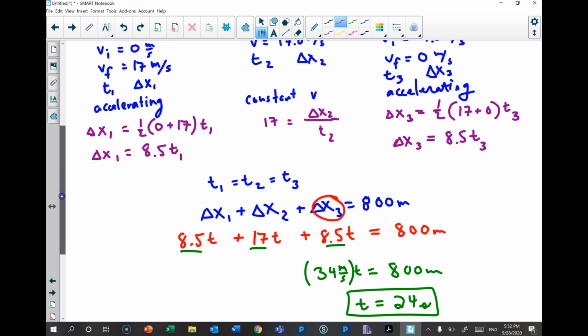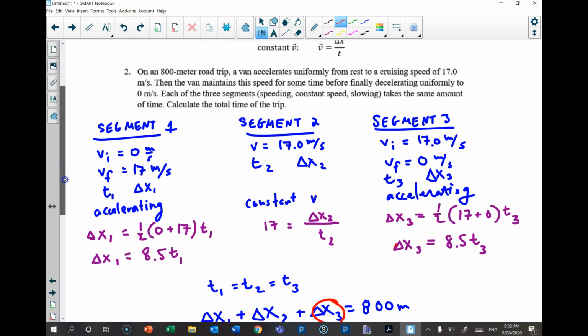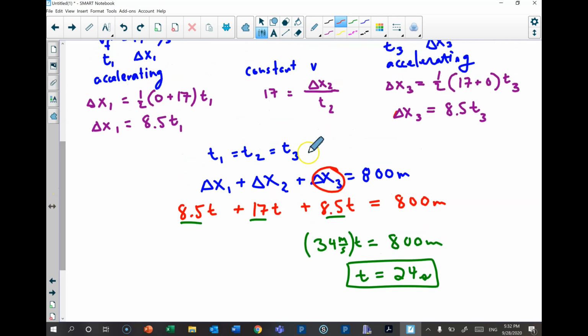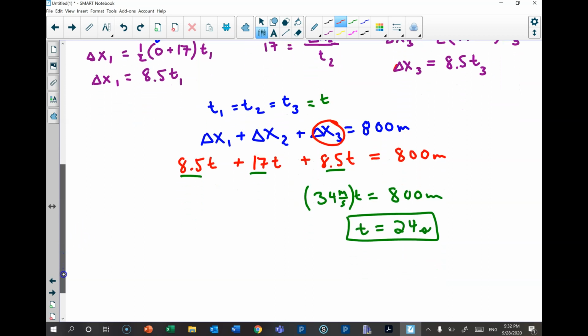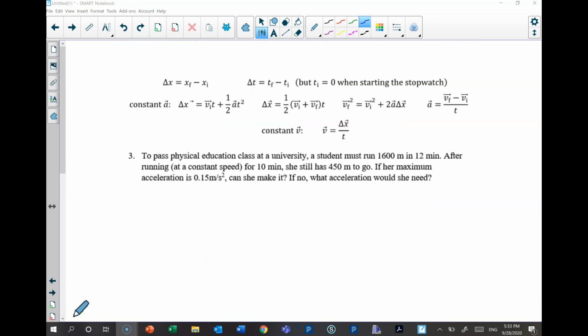Now, I don't even know if that's what they asked for. Calculate the total time. Careful here. What I've just calculated was the individual time t. I said, okay, let's stop using T1, T2, T3. Let's call it all t. But t is the time of just 1/3 of the trip. So my total time would be 24 seconds multiplied by 3. That's going to be 72. On to the next question.